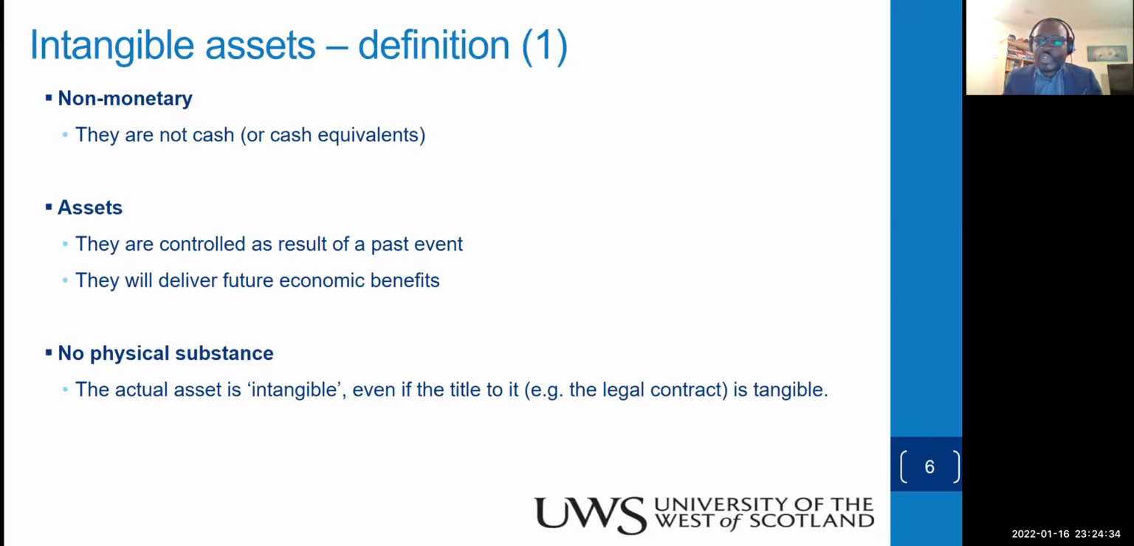They are acquired as a result of past events. They have the prospect of generating future economic benefits, and we can measure it reliably. And it has no physical substance. You cannot touch it. Like a trademark, you cannot touch it. A brand, you cannot touch it. Even if the title to it is a legal contract, a paper which supports the license is tangible, but the actual asset, you cannot touch it. A software license, you cannot touch it.